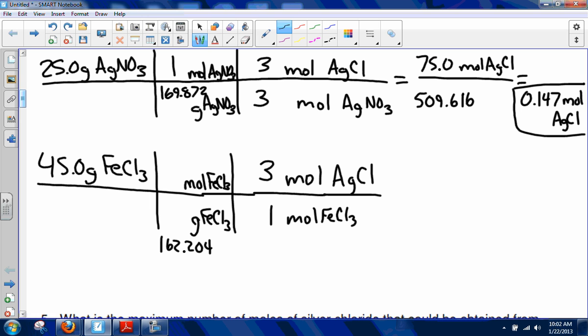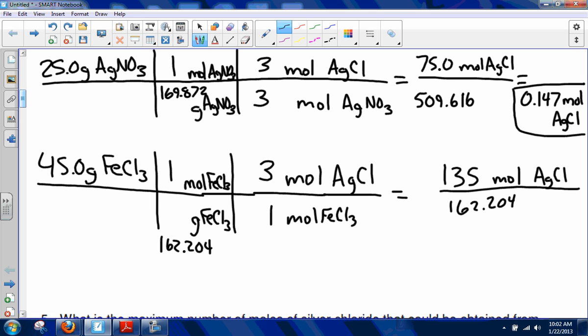162.204. Okay. Multiply straight across on the top. Should get 135. Multiplying straight across on the bottom, you should get 162.204. Top divided by bottom, what do we get? 0.832 moles of silver chloride.